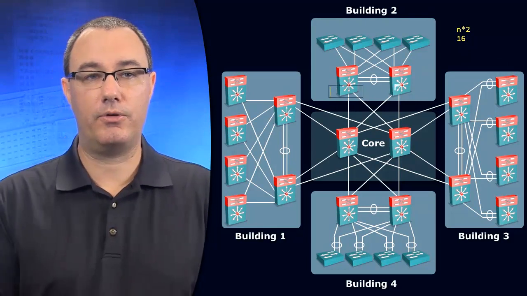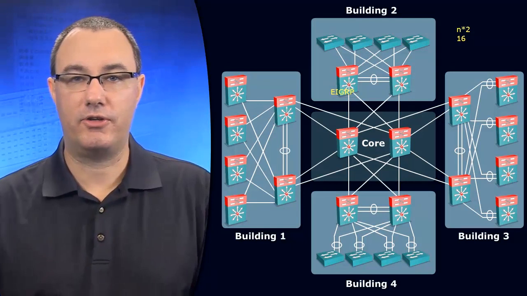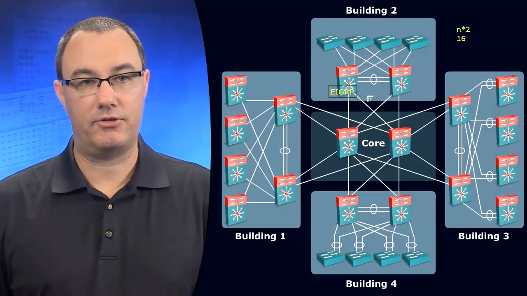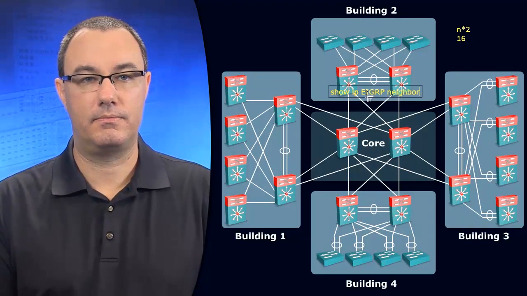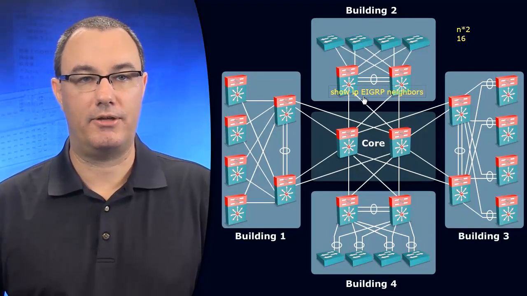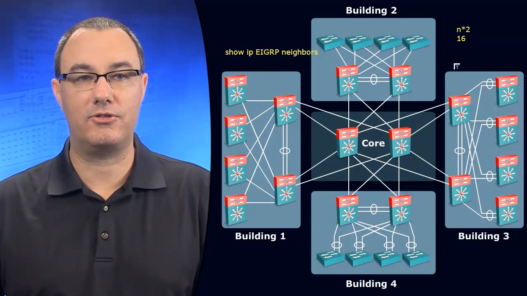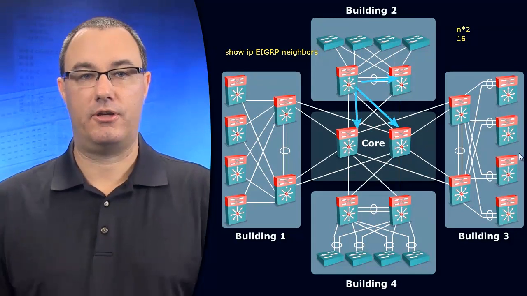So if I were looking at EIGRP running on one of these devices, and I do something like, let's say, show IP EIGRP neighbors. No reason to capitalize it. So I do a show IP EIGRP neighbors on one of these devices. What it would do is it would show me the other distribution layer device and the core devices.